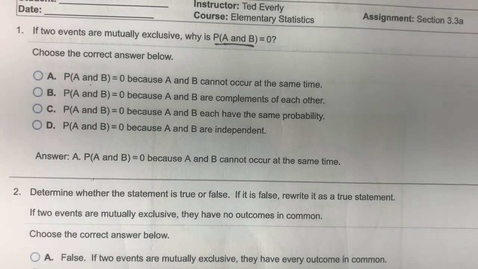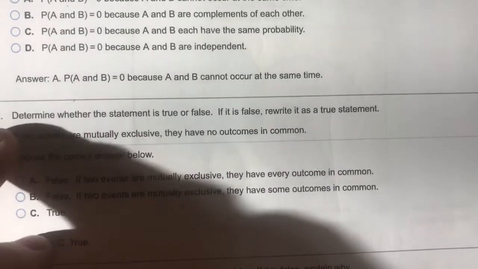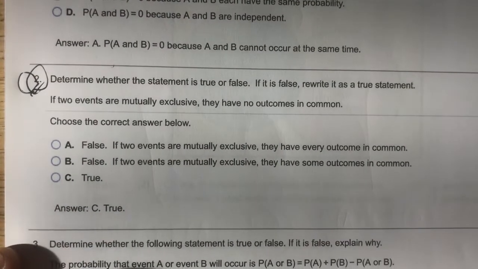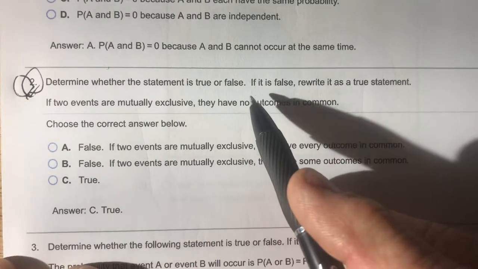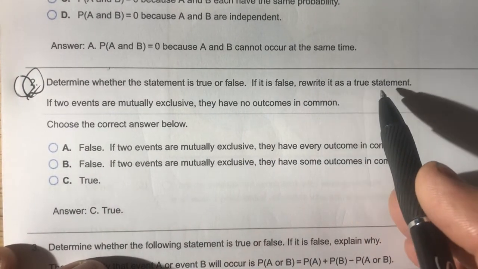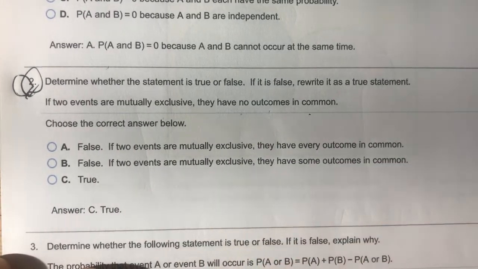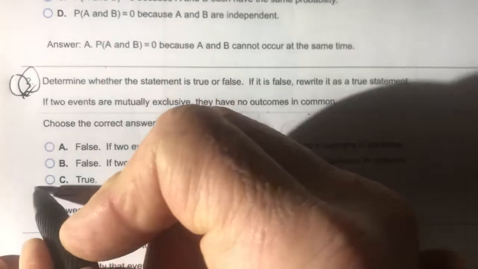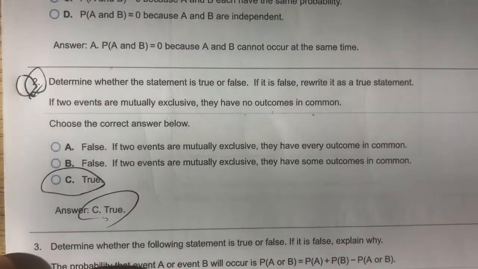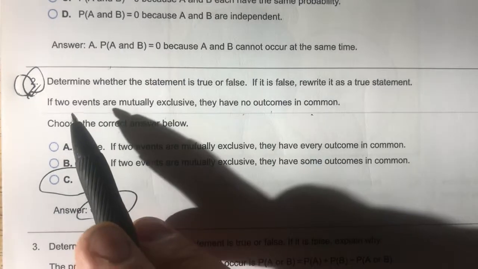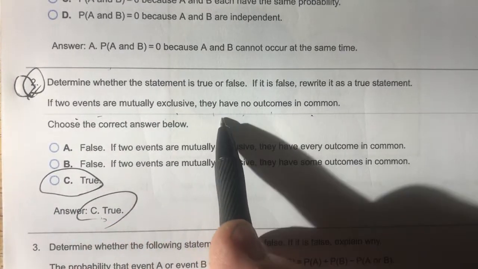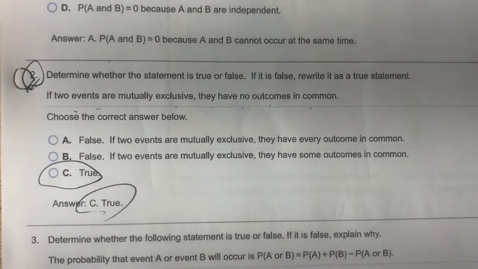All right, let's go to number 2. Determine whether the statement is true or false. If false, rewrite it as a true statement. If two events are mutually exclusive, they have no outcomes in common. That sounds good to me. I think that is true. And you can see the answer right there. Yes, it is true. If two events are mutually exclusive, they have no outcomes in common.